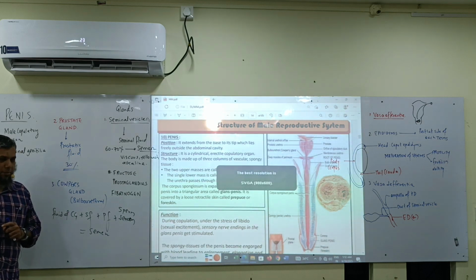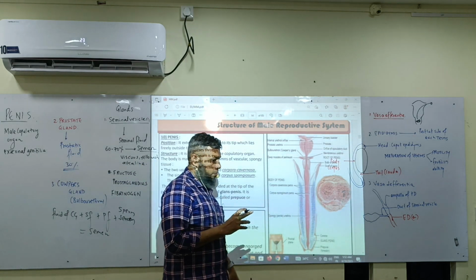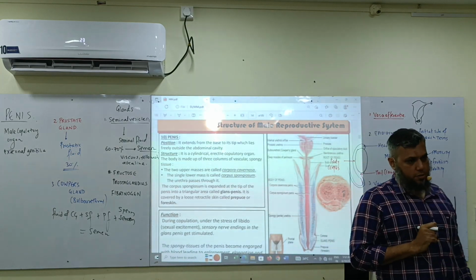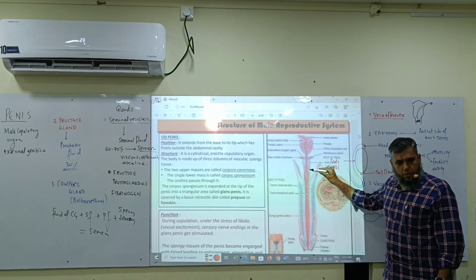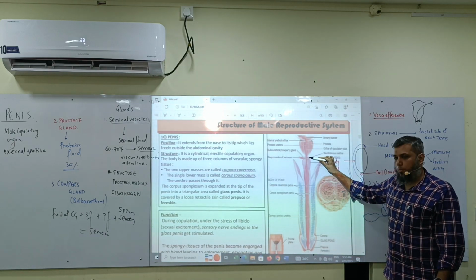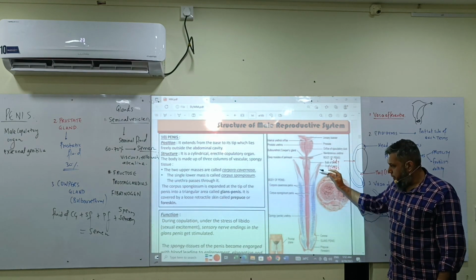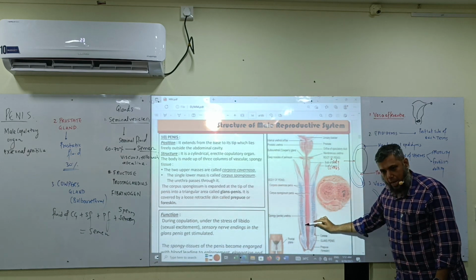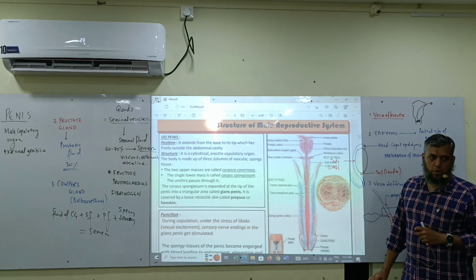Clear, everybody? Now, the penis has got two parts. That is the root of the penis, which is attached to the body of the male. And the body of the penis hangs loose outside the abdominal cavity. You heard my point?